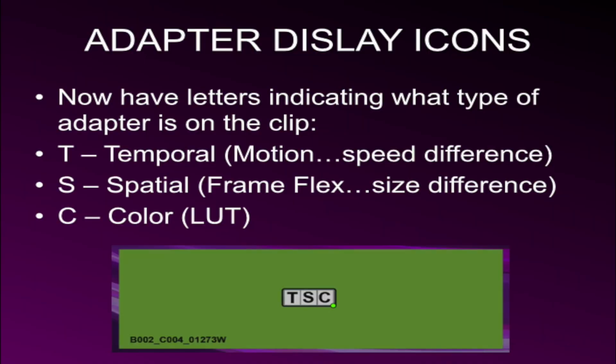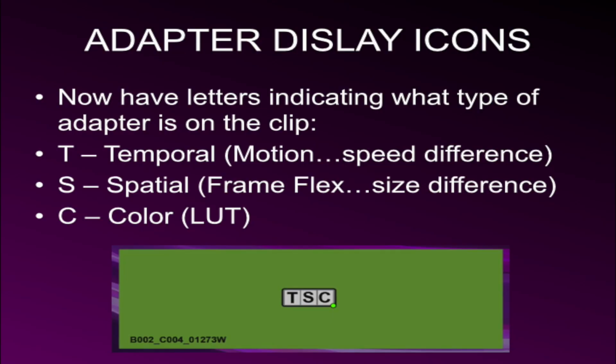Now here we're talking about the adapter display icons. The timeline now, if you bring like 4K footage or 5K footage into 1080, you would just get a green dot. If you brought 29.97 footage into a 23.98 project, you got a green dot. If you applied a LUT to the footage, you got a green dot. And you didn't know what was what.